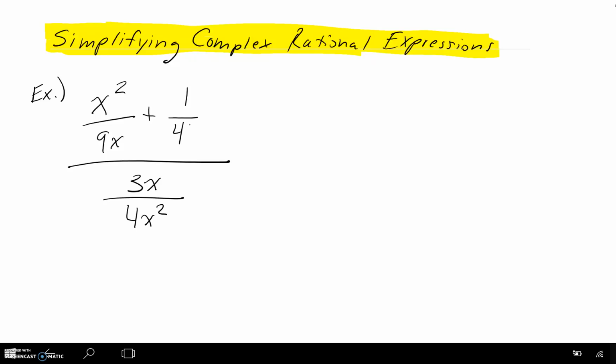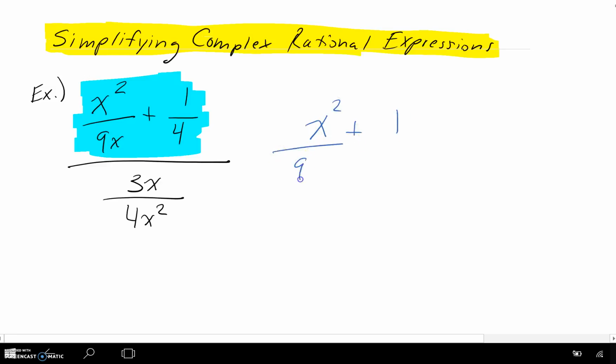So, let's simplify this. Well, I'm going to look at just the numerator for now. Okay, and let's see how we can simplify that. You should know by now how to do this since you've already passed the adding rational expression station. So, looking at this, what would be a common denominator? Let me rewrite this part over here. So we have x squared over 9x plus 1/4.